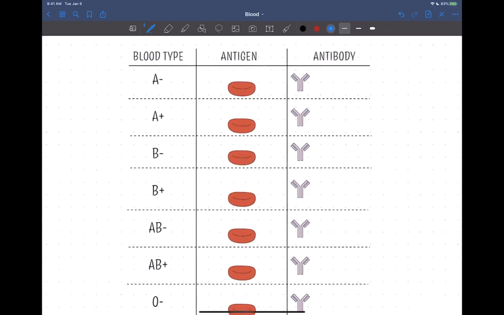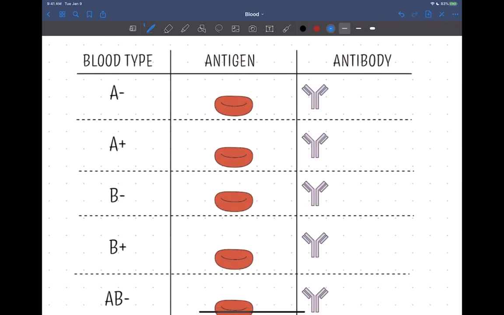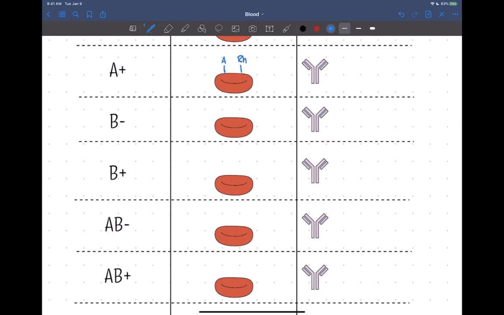I'm going to zoom in a little just so we can see. So for an A negative blood type, the antigens on the surface of the red blood cell would just be A, because it's A negative, so that means they have the A antigen and no RH antigen. With A positive, they would have the A antigen, and they would also have an RH antigen because they're positive, meaning they have that RH antigen. B negative would only have a B antigen, no RH. B positive would have a B antigen and an RH antigen because it is positive.